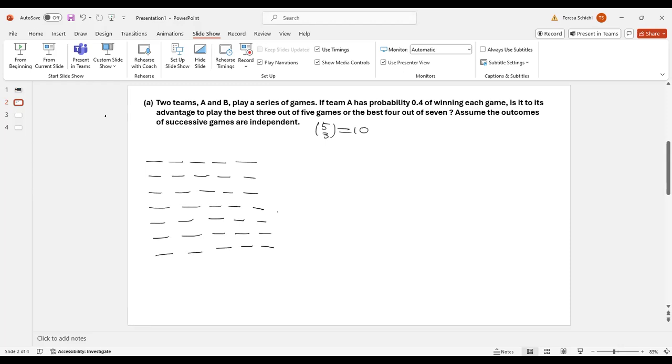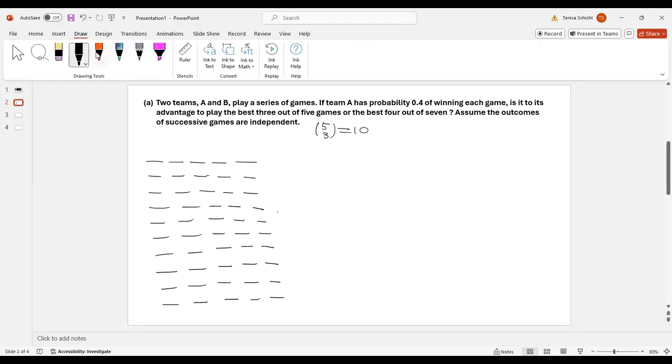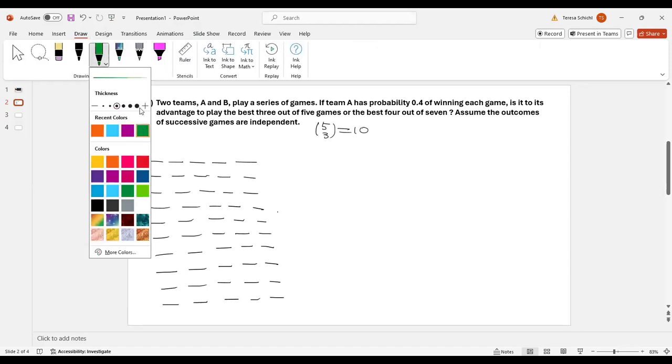One, 2, 3, 4, 5, 6, 7, 8, 9, 10. Okay, the reason why I want to draw this table is because when we do part B, I want to reference back to it, so you can see why I drew it. It gives you a better visual explanation.